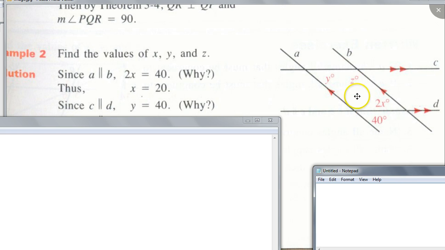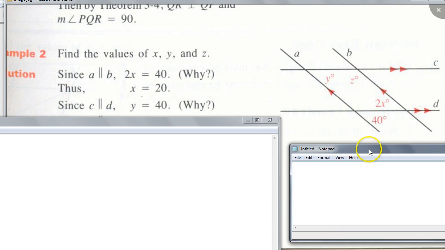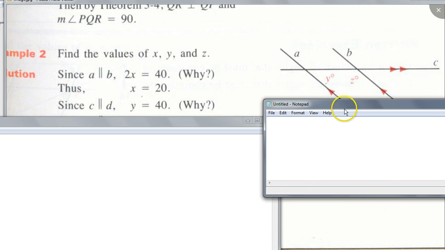So we want to find the measurement of z. Okay, Irene, let me help you. If you were to get rid of line D, then you could actually figure out what angle measure z is, because we know y, don't we? We just said y was 40, correct?